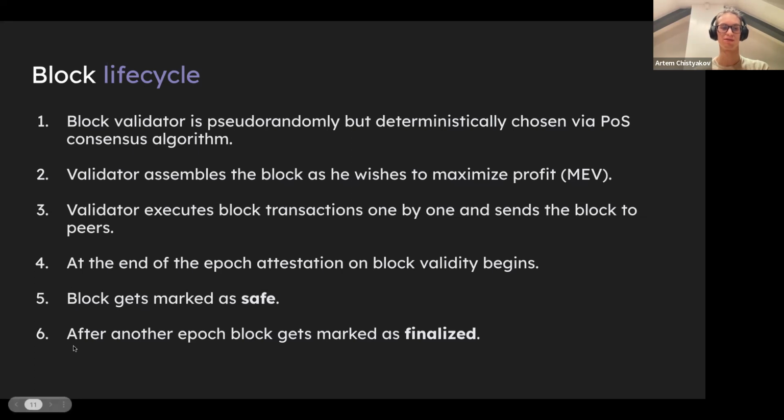And point number 6, when another epoch gets added on top, so when the epoch on top is safe, then our epoch, the one behind, gets called finalized. So at that point, you can definitely be sure, like 100%, that this finalized block can never be reorganized.